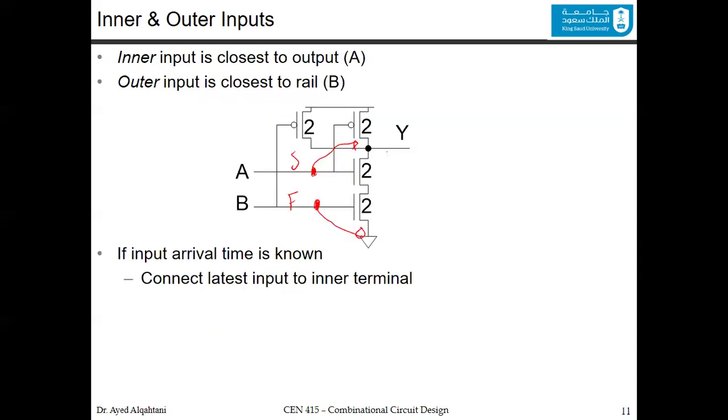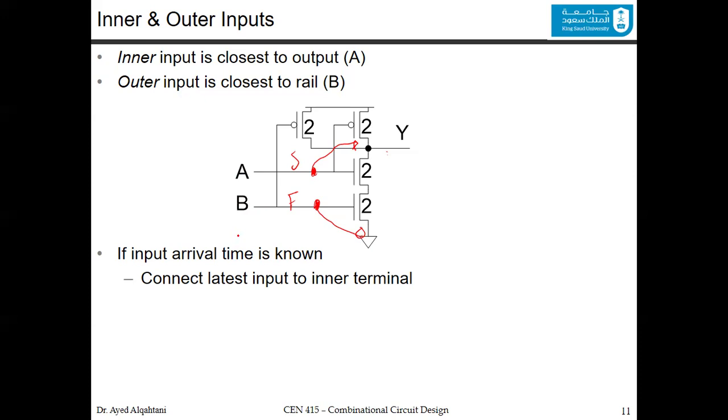That's basically the inner and the outer input. So now if you were asked, does it matter to have A NAND with B or B NAND with A? If you know the arrival time, then yes, they matter.